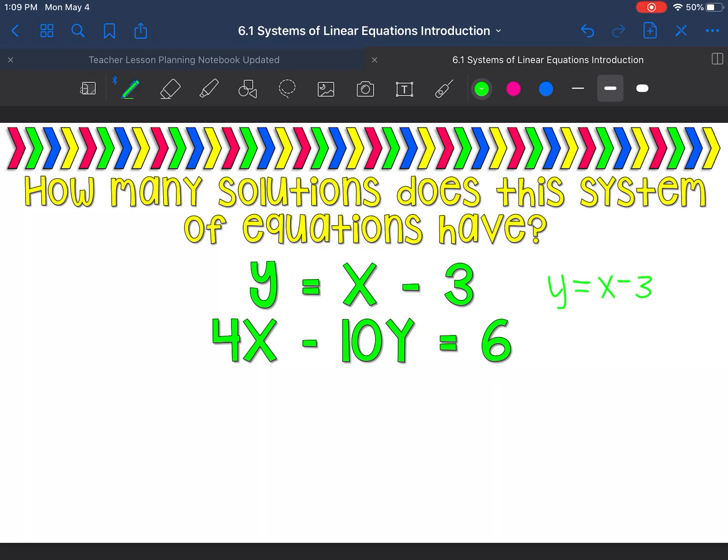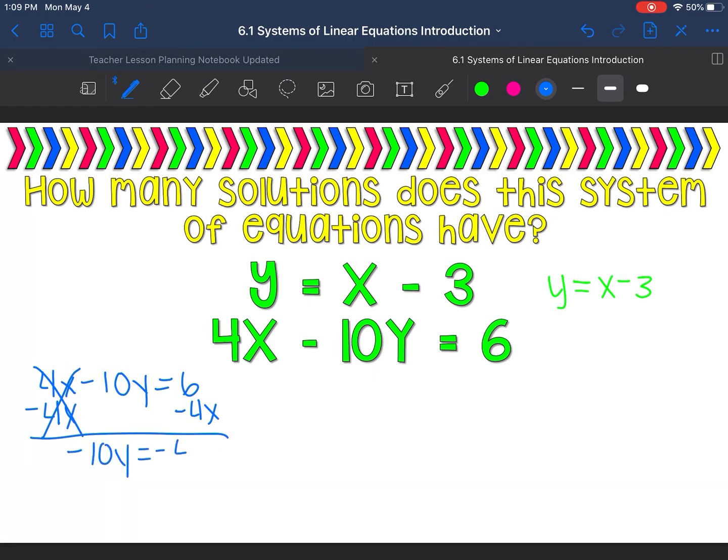However, 4x minus 10y equals 6. That I got to put in slope-intercept form. So let's come over here and let's rewrite that. Okay, so now I'm going to get rid of that 4x by subtracting 4x on both sides. Remember, you want to do the opposite. So that leaves me with negative 10y equals negative 4x plus 6.